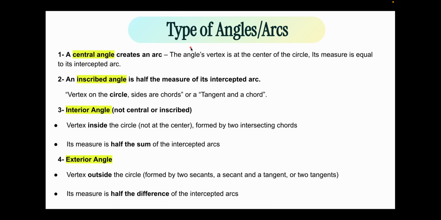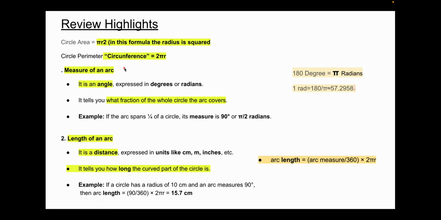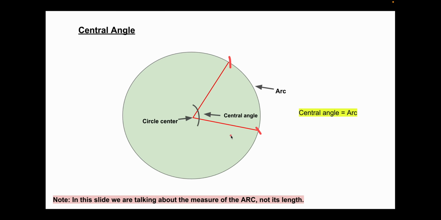Let's see now the types of circular angles and arcs. A central angle creates an arc. The angle's vertex is at the center of the circle. Its measure is equal to its intercepted arc. And here we have an example of a central angle. The vertex is at the center of the circle. We have two chords that end, each one of them on the circumference, creating this central angle. And this arc is equal to this angle.